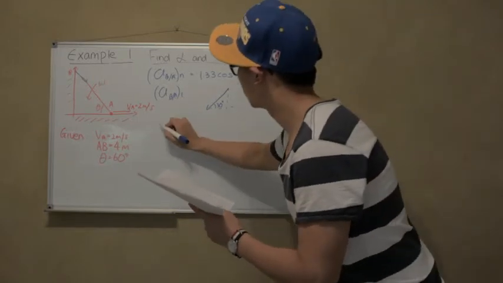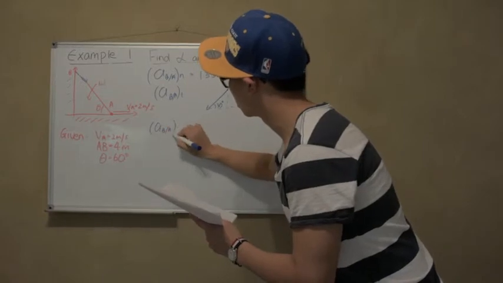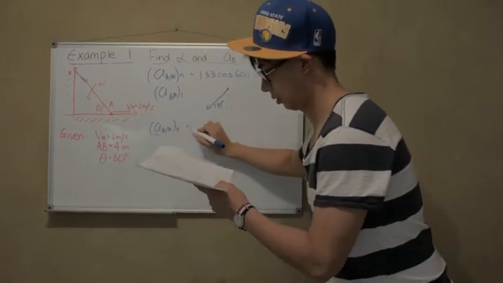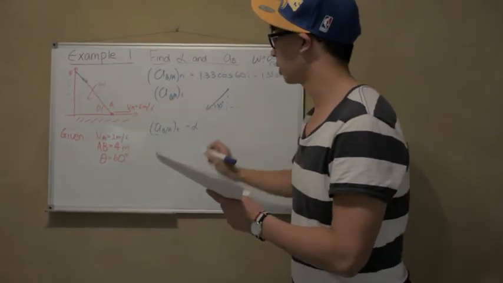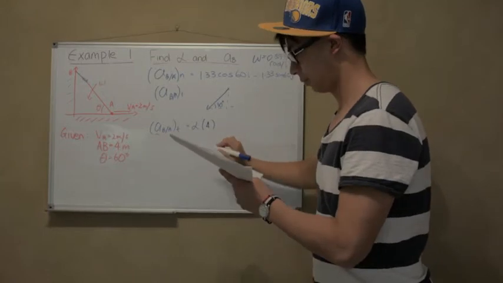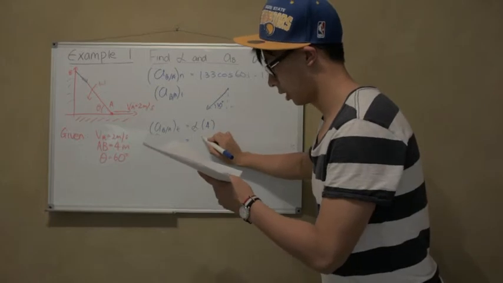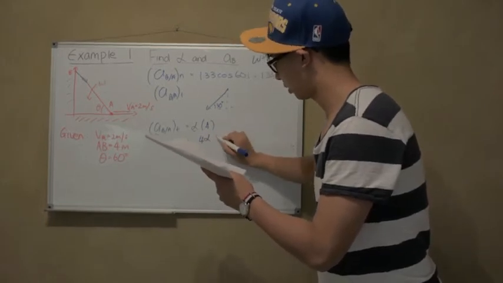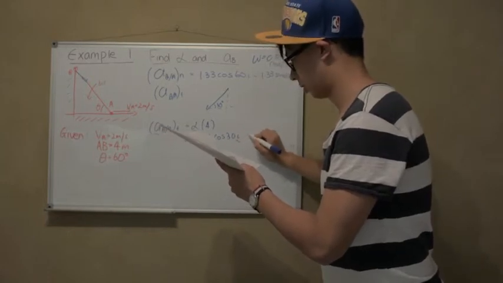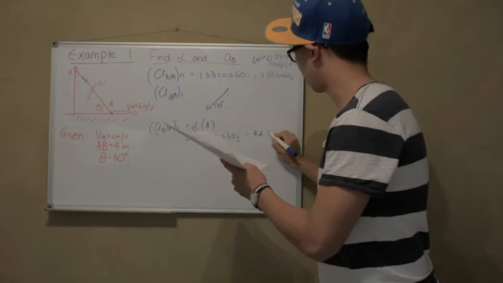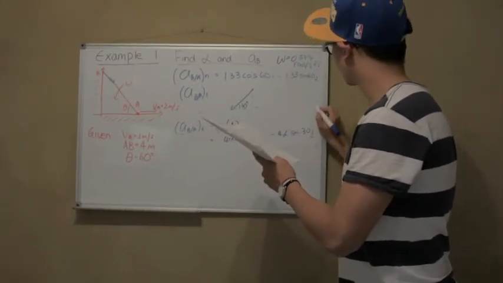Now we know that the tangential component is equal to alpha times the length of AB, which is equal to 4. And if we separate it, this is equal to 4 alpha cos 30 i minus 4 alpha sine 30 j.